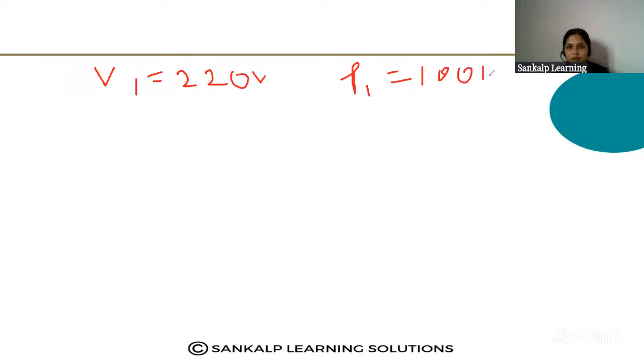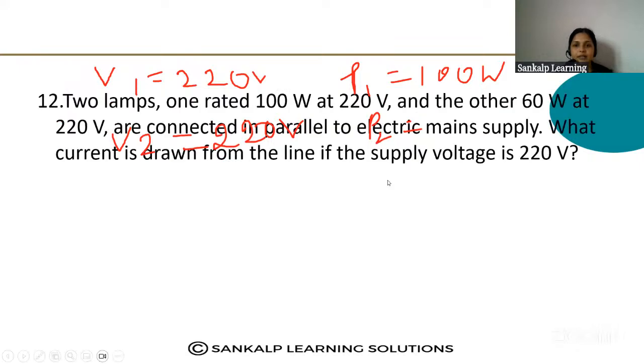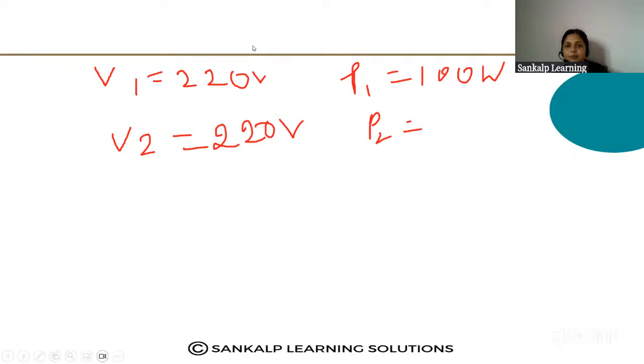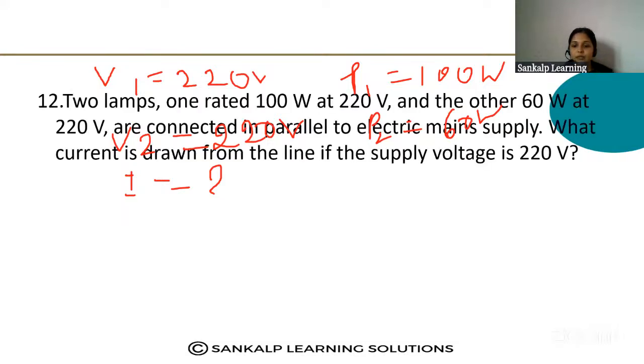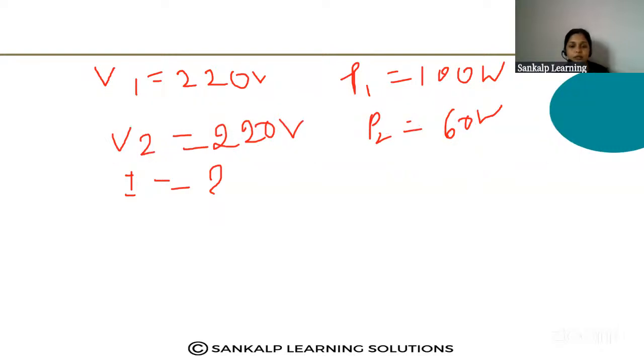100 watt. Okay. And V2, what is the V2 value? That is 220 volt and power drawn is 60 watt. Here, what is the current flow? You have to find out, right? What is the current flow drawn from each line of voltage 220 volt?